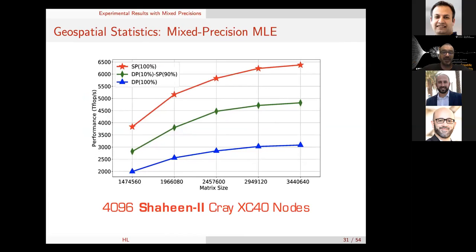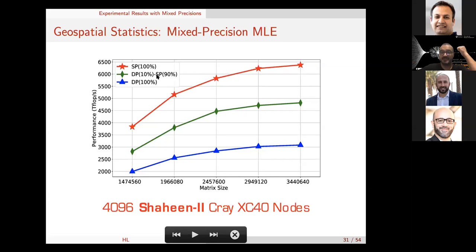So we looked at Shaheen, 4,000 nodes, and we ran this Cholesky factorization for this computational statistics application. If you were to run this matrix size in double precision on 4K nodes, which is 2/3 of Shaheen, you will get 3 petaflops. If you run it all in single precision, you will get about 6.5 petaflops. But we know in single precision we are not able to get the proper accuracy of the application. We need to have this proper mixed precision here. So we do basically 10% in double and everything else in single precision.